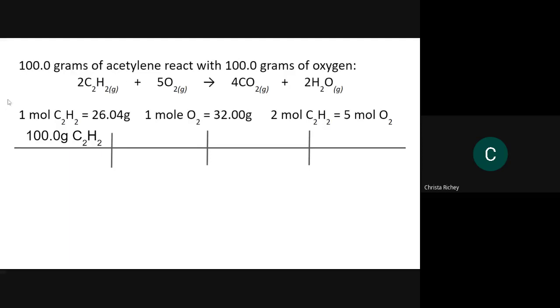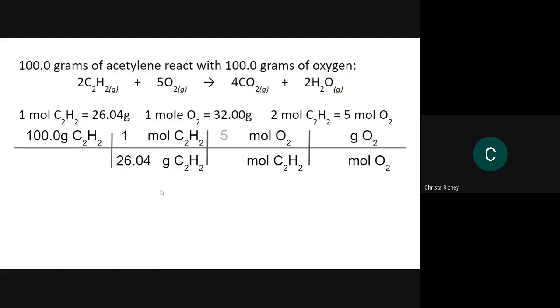They're both starting with 100 grams. So you're going to drop and change to its mole using these. You're going to drop and change to the other substance using these. Then you're going to drop and change to its mass using these. And we'll fill everything in. By all means, pause me. I'm going to cross out and get rid of my ones. So it's going to be 100 times 5 times 32 divided by, you would open parentheses, 26.04 times 2 and close them and hit enter.